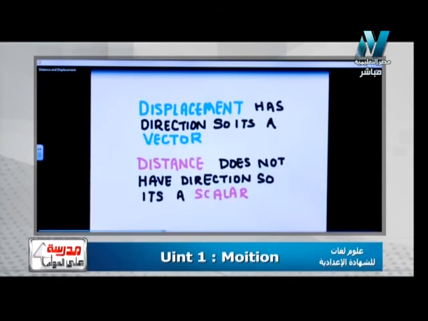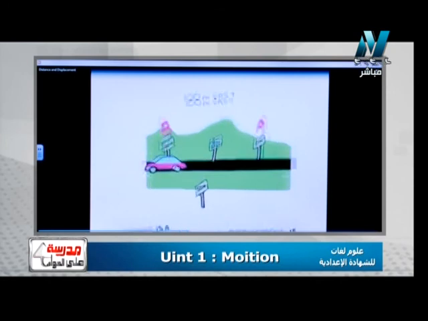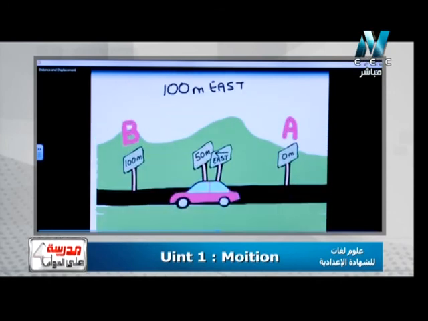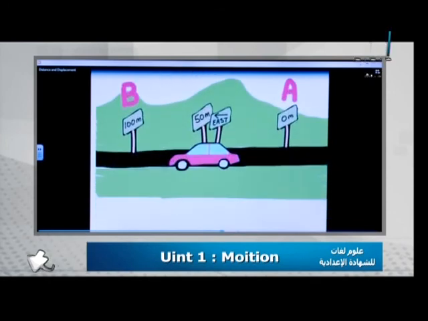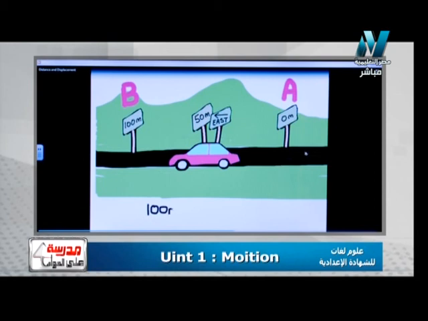This is a video for the next episode, just to get an idea about it, that I have displacement and distance to know. Okay, as you see here, I have A and B, from 0 meters to 100 meters. So I learned what distance and displacement mean and how we can differentiate between them.